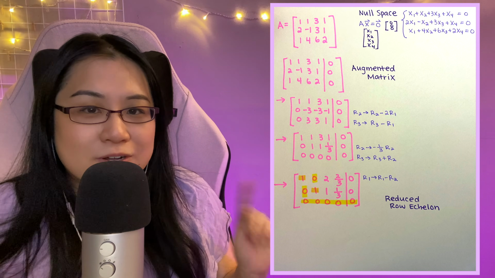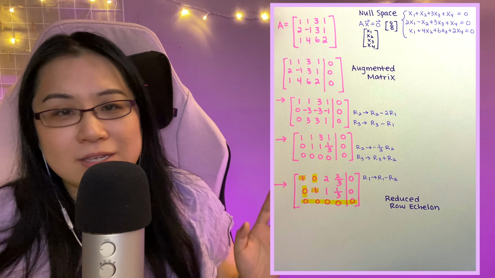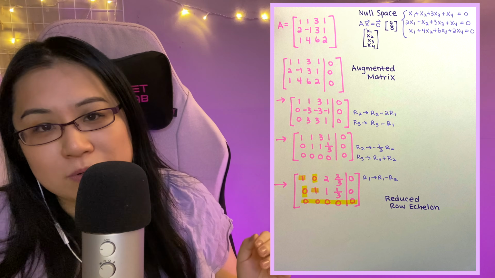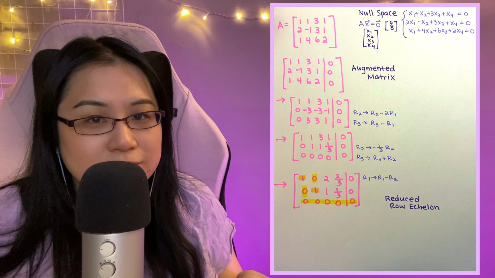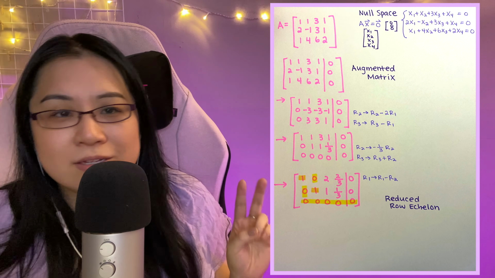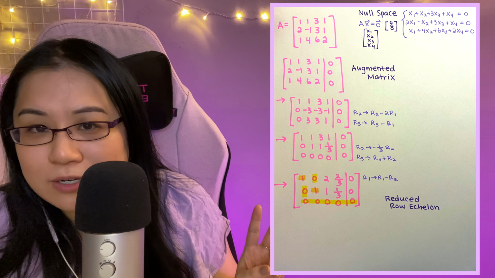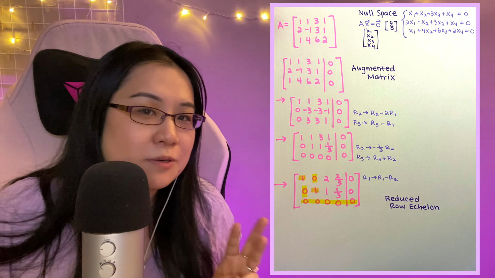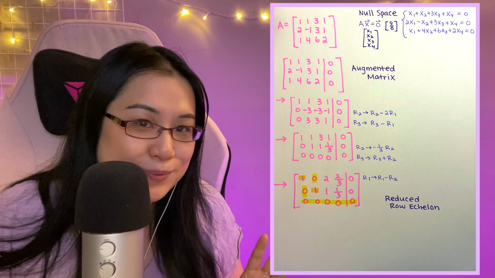So, first of all, we have a matrix A, and in this case, it's a 3x4 matrix, 3 rows, 4 columns. The first row is 1, 1, 3, 1. Then we have 2, negative 1, 3, 1. And then we have 1, 4, 6, 2.